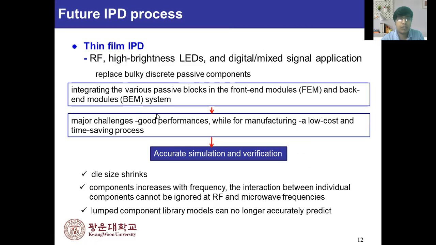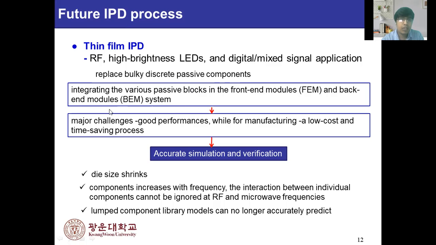With this technology, there are a lot of advantages. So what is the future of IPD technology? Basically, thin film IPD technology is going to be developing day by day in the semiconductor industry, because it is also used in RF techniques, for high brightness LED production, and for digital and mixed signal applications also. Basically, this technology is used for replacing bulky, discrete passive device components, which are robust but also high cost and have long processing time. That's why IPD technology is growing in interest.